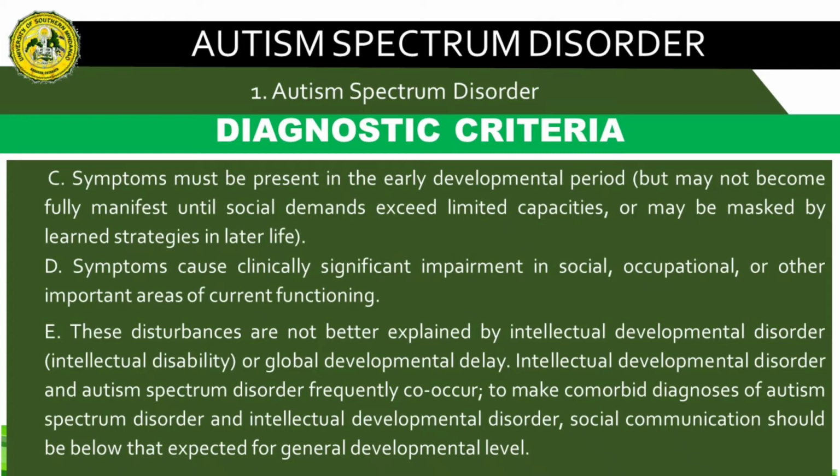So note that individuals with a well-established DSM-4 diagnosis of autistic disorder, Asperger's disorder, or pervasive developmental disorder not otherwise specified should be given the diagnosis of autism spectrum disorder. Individuals who have marked deficits in social communication but whose symptoms do not otherwise meet criteria for autism spectrum disorder should be evaluated for social pragmatic communication disorder.